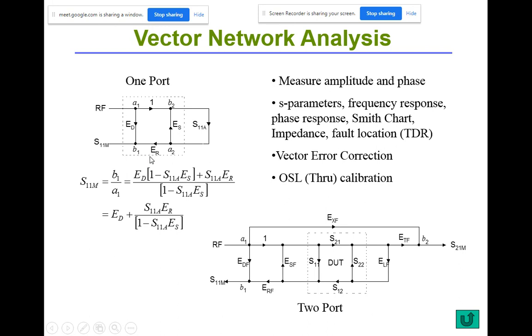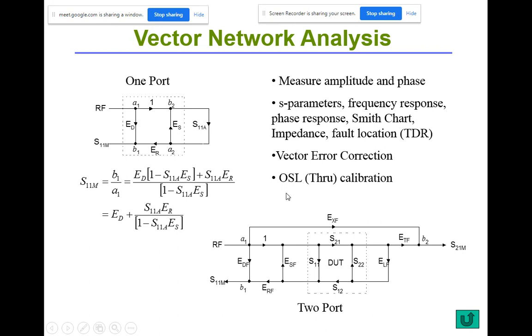So how do we do that? We need to measure some known load. The known loads that we can measure are open circuit, short circuit, and match load. That's why it's called open short load.